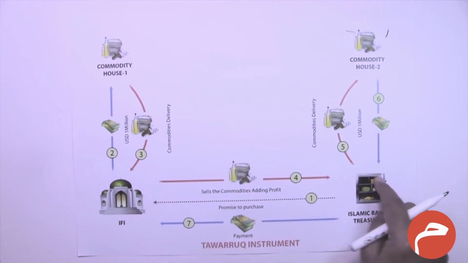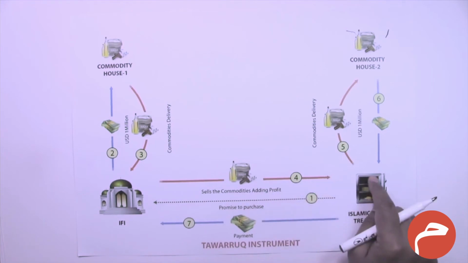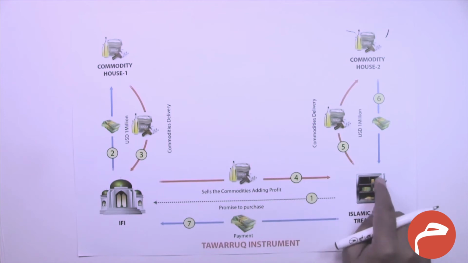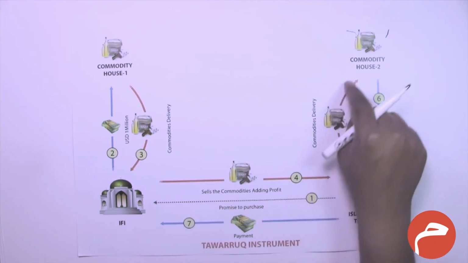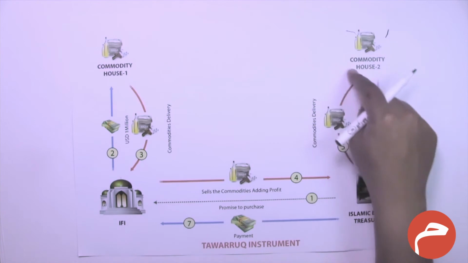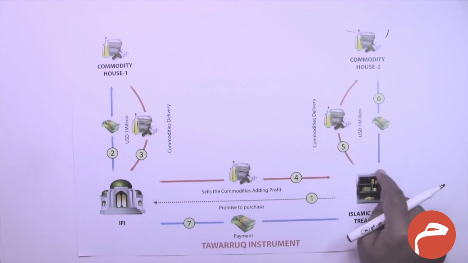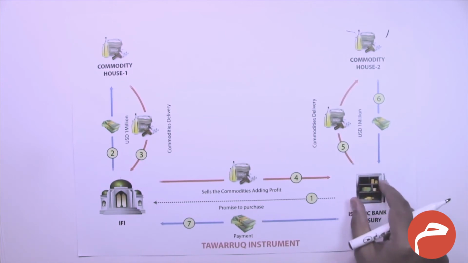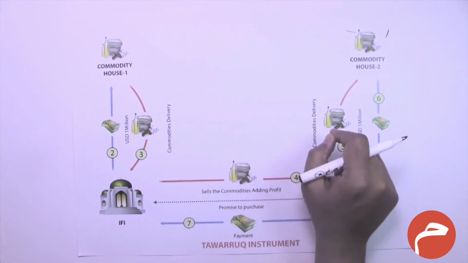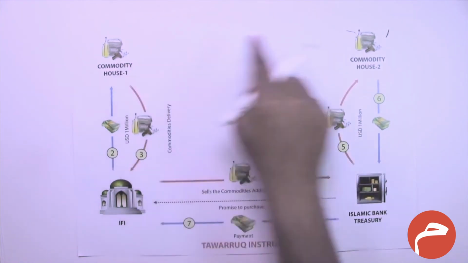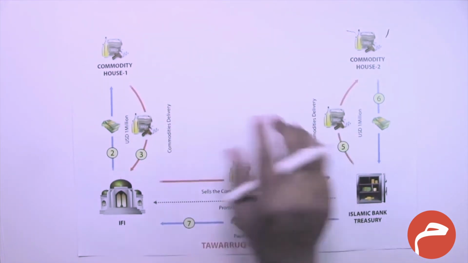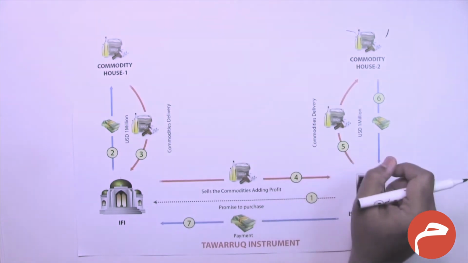Once this financial institution gets the assets, and the risk and ownership are transferred, it will sell these assets to another commodity house and get the liquidity. So in this case, from this last point, this financial institution will get the liquidity for its use. One important point to be noted is that these two commodity houses have to be distinct and separate legal entities. They should not be similar entities.